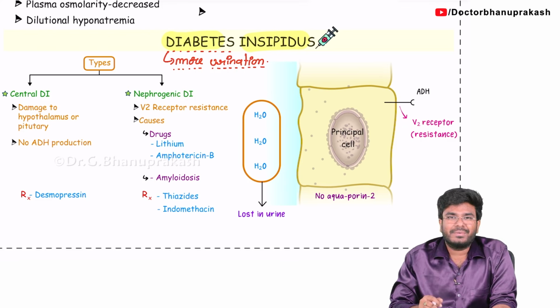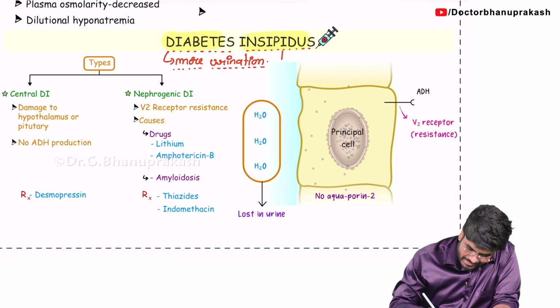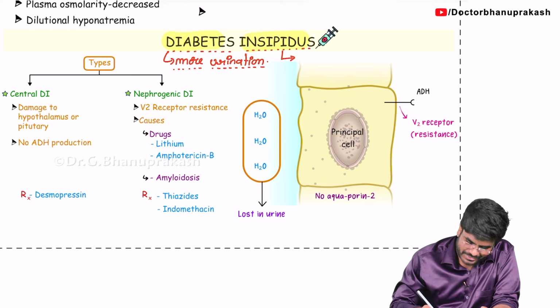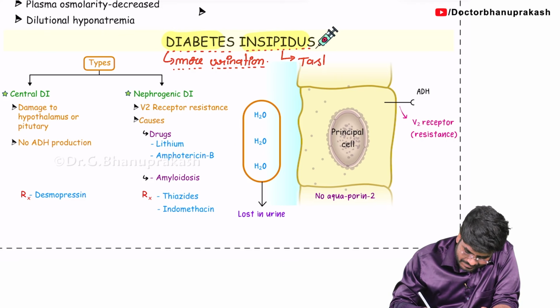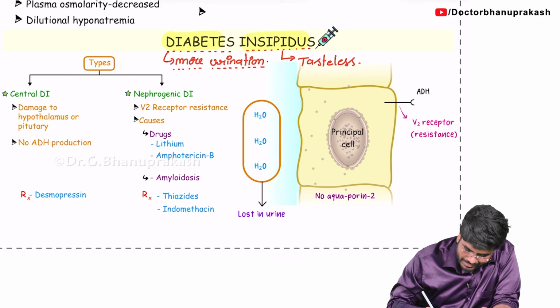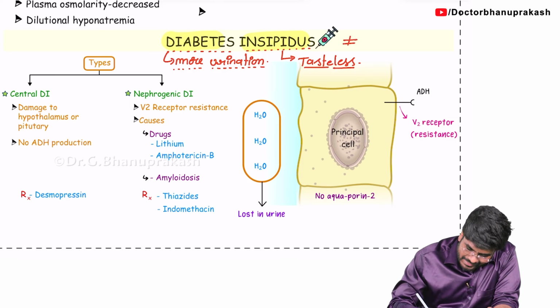That's the exact meaning. Then what is the meaning of the word insipid? Insipid means tasteless. The urine that he is producing is tasteless. That's the literal meaning, guys. So, tasteless urine. Okay, you might be wondering who is going to taste the urine, right? Tasteless urine.